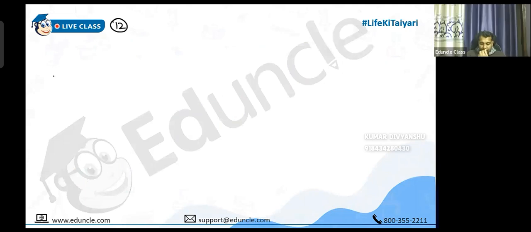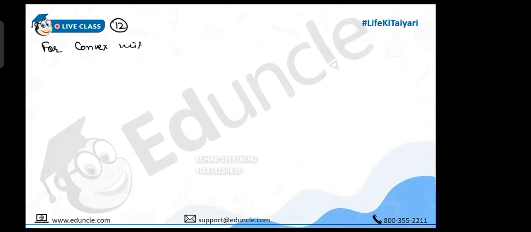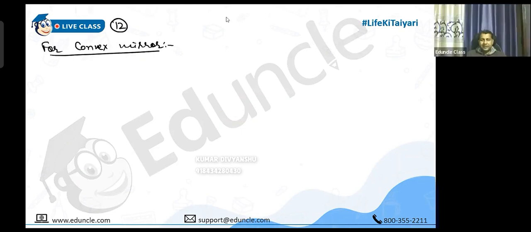Now, in case of a convex mirror, obviously a virtual image is formed. Can I directly write now or should I make the diagram? Okay, let me make the diagram.